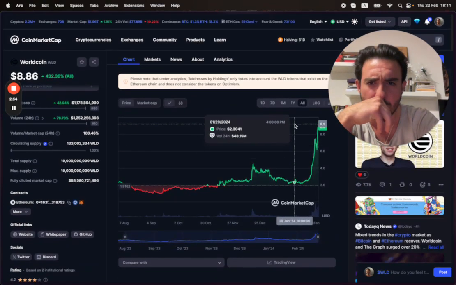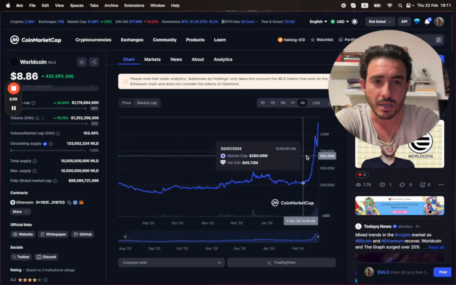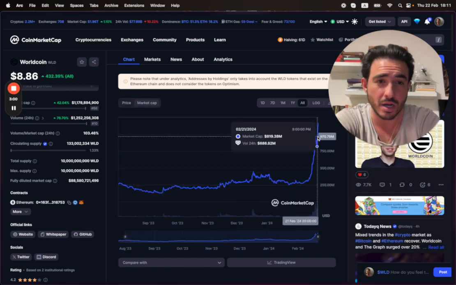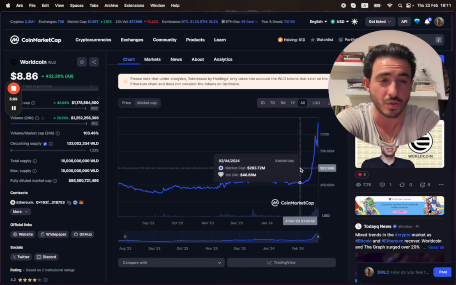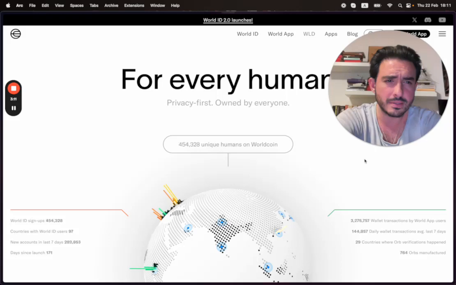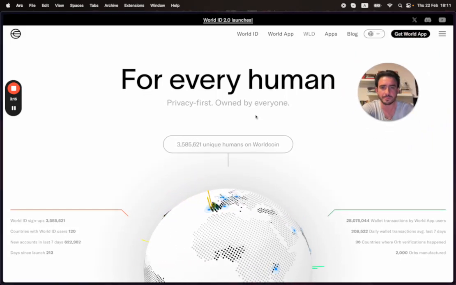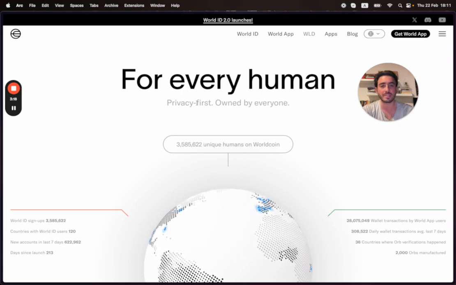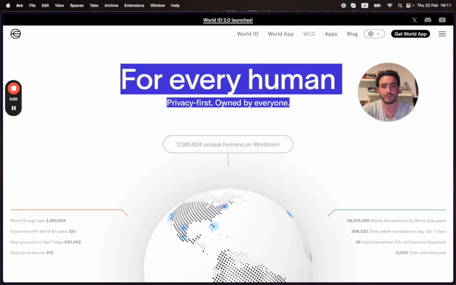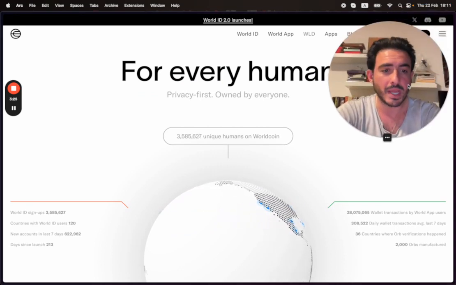So yeah, the price action has definitely increased by a lot. The market cap has skyrocketed, literally over $1 billion. A couple weeks ago it was at $200 million, so you can tell already what's going on. Their website is absolutely beautiful, in terms of marketing and branding. For every human, privacy first, owned by everyone. What does that really mean? What does that entail? We don't really know, at least yet.